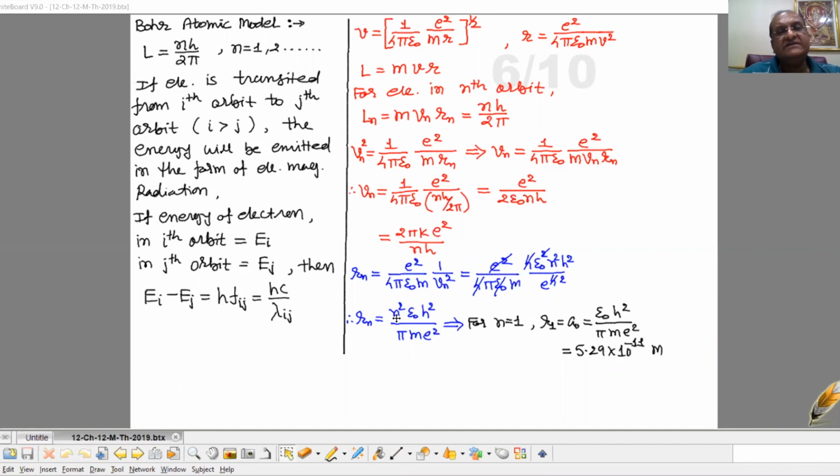So here Rn proportional to n square. Suppose we take n equal to 1. N equal to 1, that is called ground state. So R1, that is also known as Bohr radius, is denoted by A0. Substitute the values of epsilon 0, h, pi, m and e. You will get the answer 5.29 into 10 raised to minus 11 meter. Now, if we remember this one, then radius of the second orbit, that is n equal to 2, so 4 into this one. For third orbit, 9 into this one, like that. So we can calculate the radius of nth orbit by this particular equation. Clear to all of you?